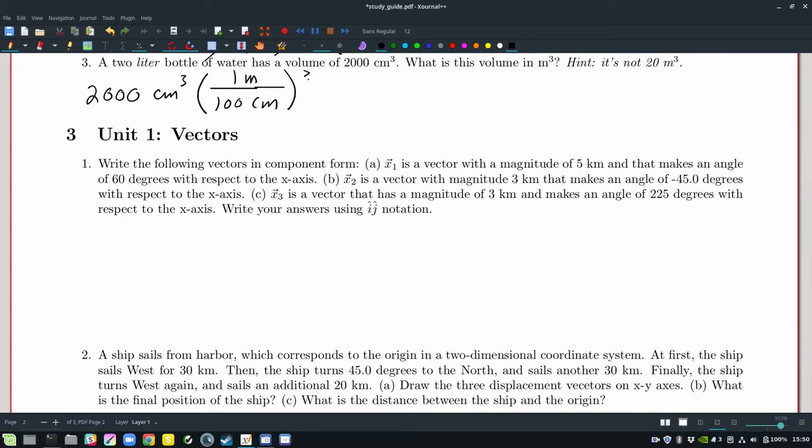And the trick here is just to cube it. And so you'll have centimeters cubed in the bottom and centimeters cubed in the top. And now 2,000 is divided by 100 3 times. And so that will leave meters cubed as the final units.